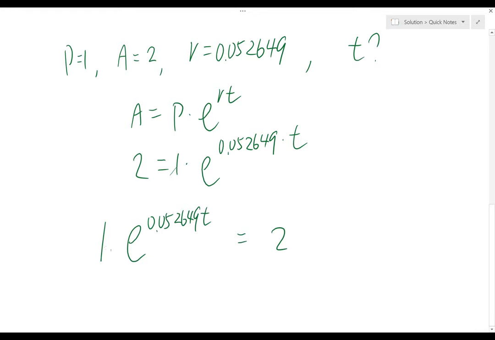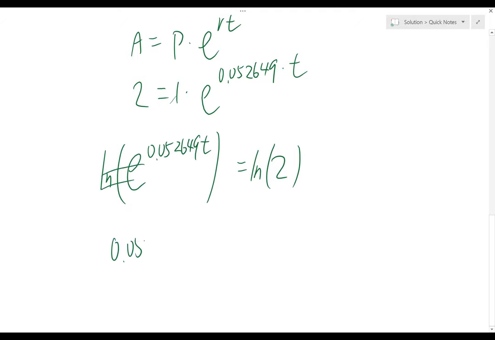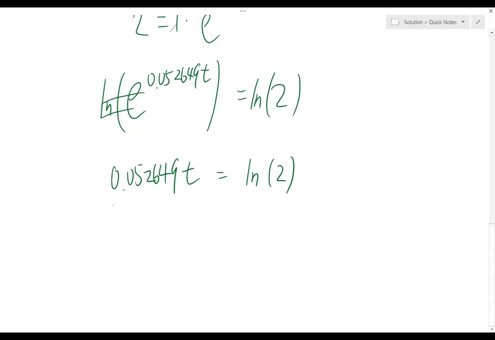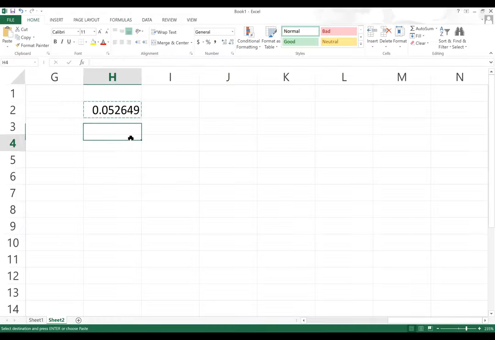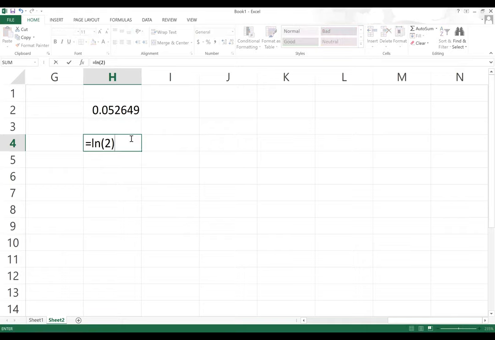Now from there, we're taking the ln of both sides of the equation: ln of 2 on the right, then simplify to get 0.052649t equals ln of 2. Now solving for time t, dividing both sides of the equation by 0.052649, and that cancels, leaving time t by itself. We just divide ln of 2 by the decimal number we have. So ln of 2 divided by 0.052649, we end up with 13.165. So if you round to one decimal place, that's 13.2 years. That would be the proper answer here.